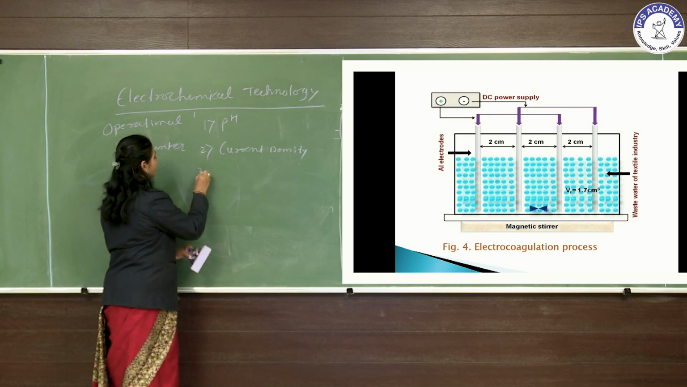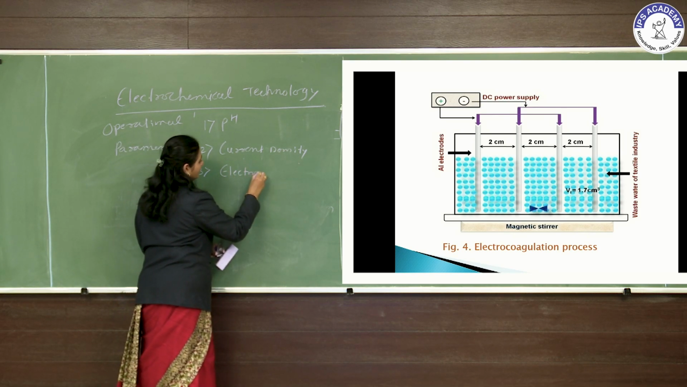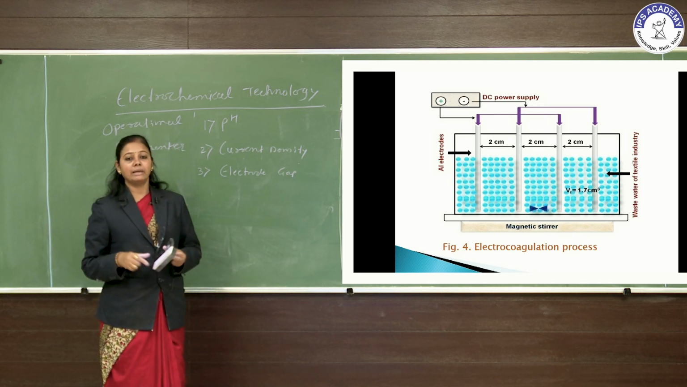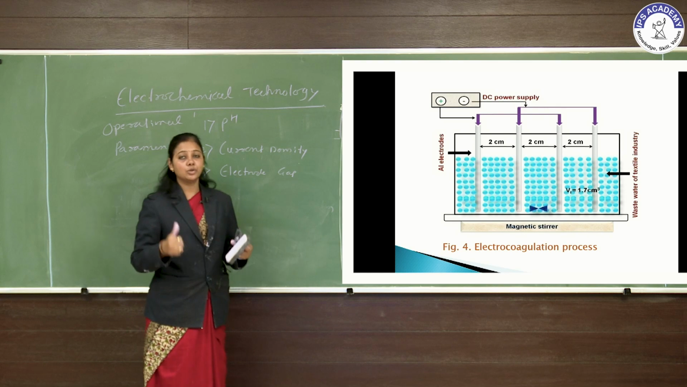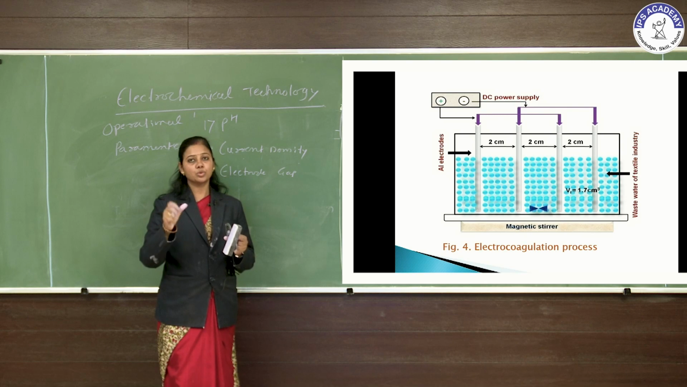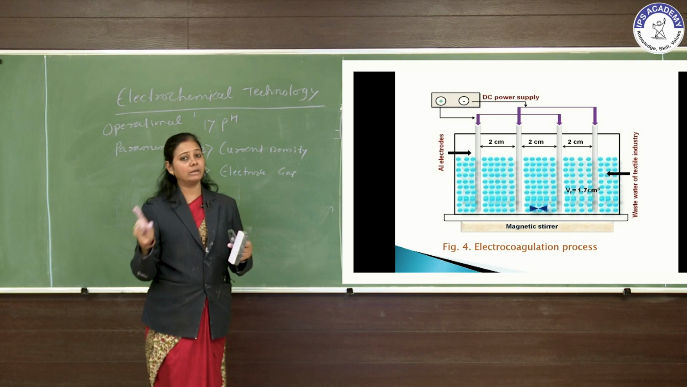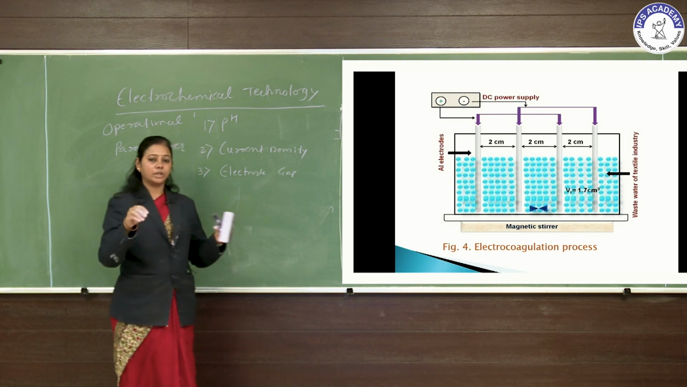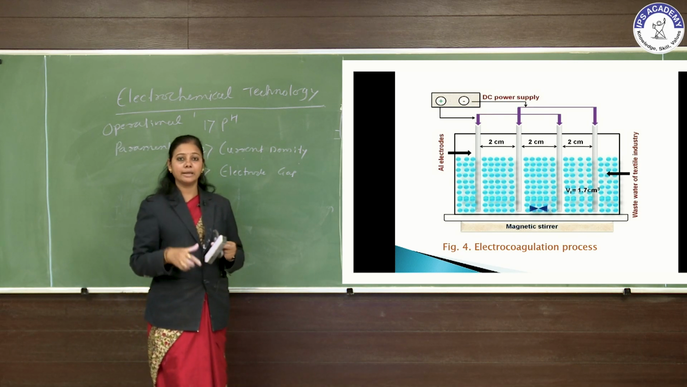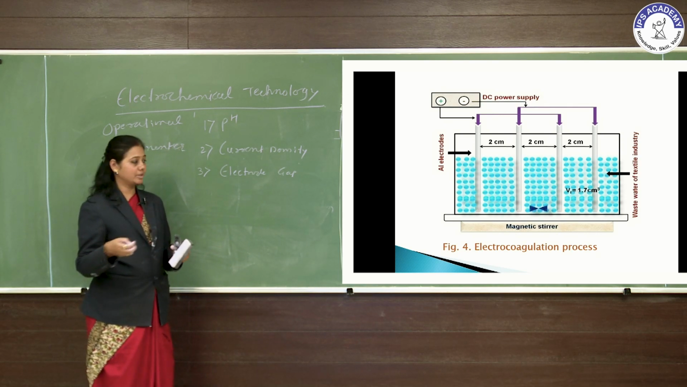The next operational parameter is the electrode gap, because I just said before, in an electrocoagulation system we can use a basic minimum of 4 electrodes. It can be used with 2 electrodes also, but the efficiency or the desired degree of treatment will not be achieved. So if I am putting 4 electrodes into the reactor, there will be some minimum distance between those electrodes. So this is known as one of the operational parameters.